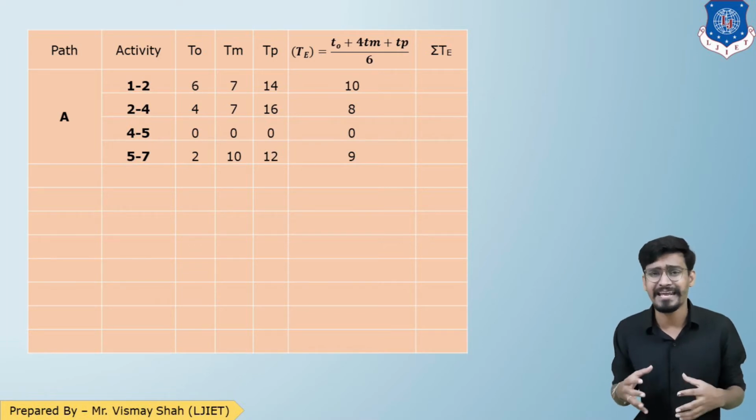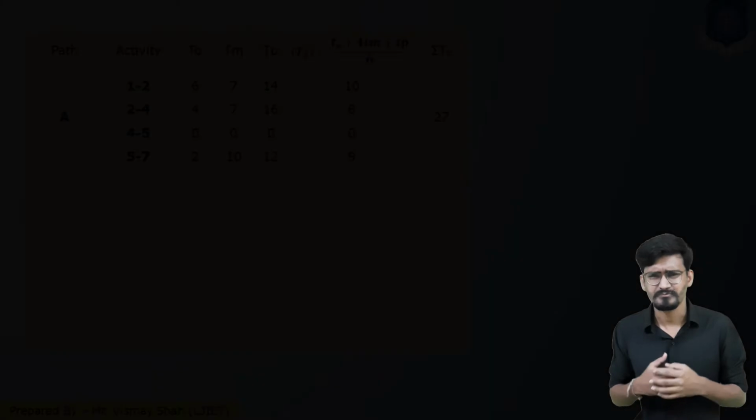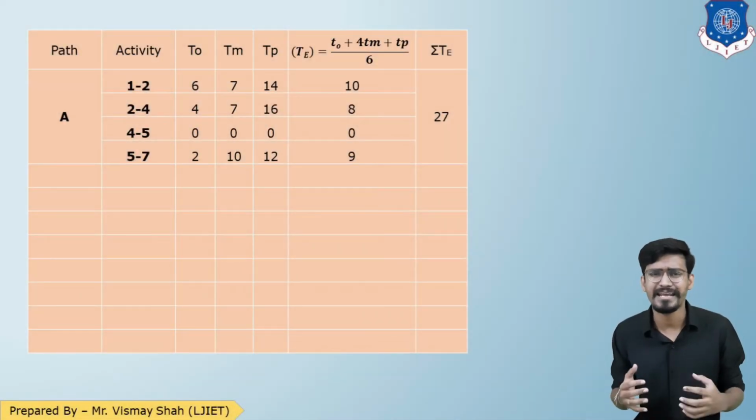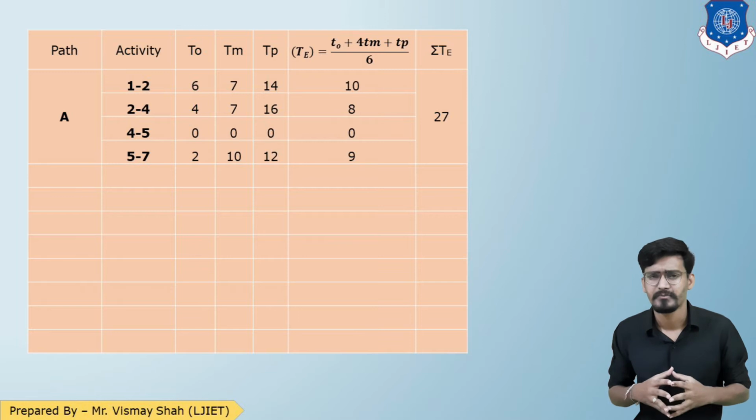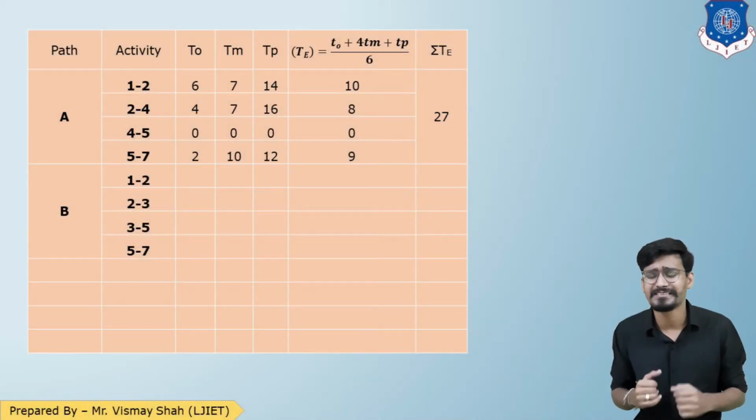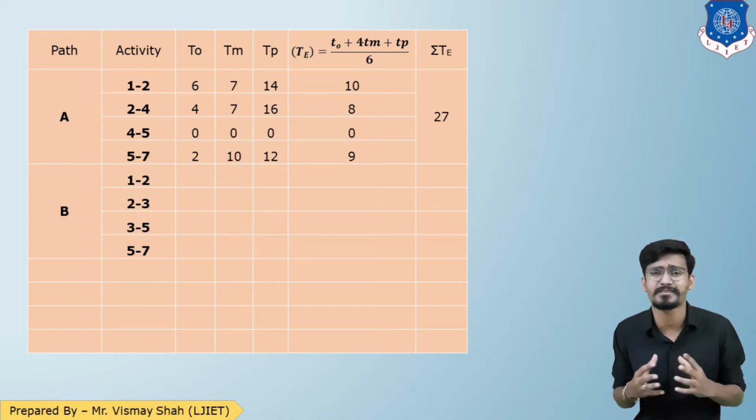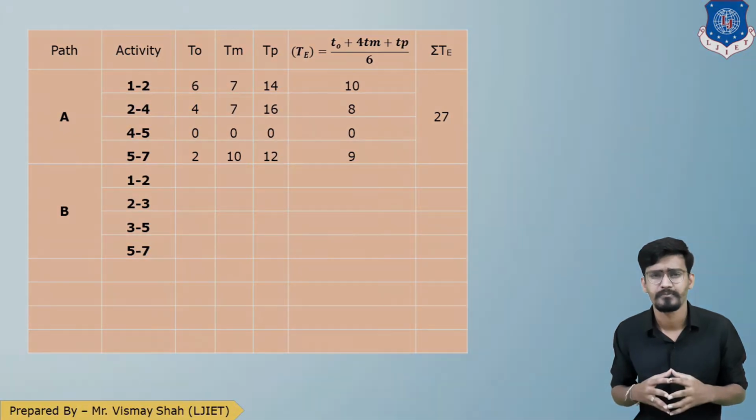So sigma TE will be 27. So that is for path A. Now let us look at path B. So path B consists of again 4 activities: 1 to 2, 2 to 3, 3 to 5, 5 to 7. Alright. Now let us look at the TO, TM, TP data of all the activities of path B.